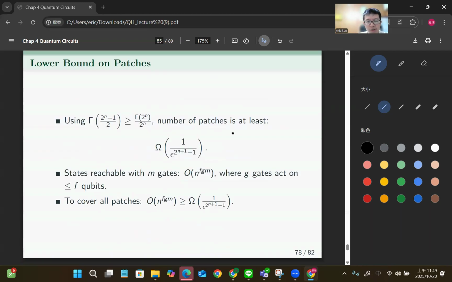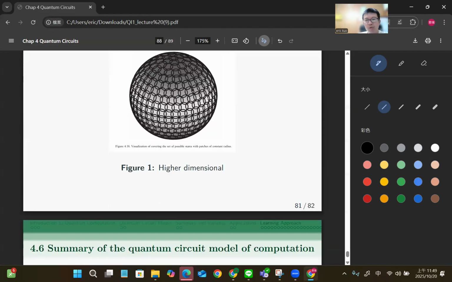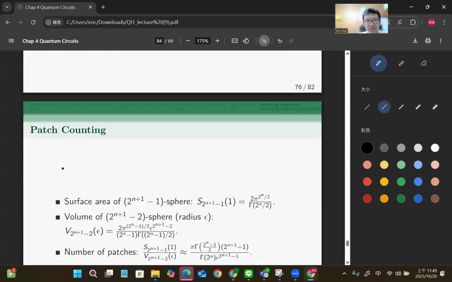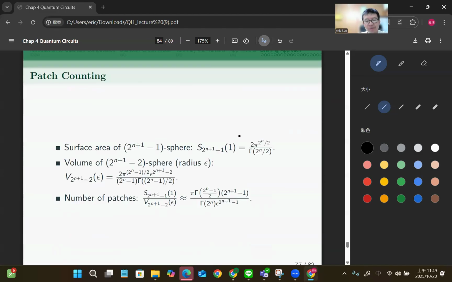So maybe you see a plot here. This is the ball and the patch with the sphere of radius epsilon. Notice that this just tells you that the dimension is 2 to the n plus 1 minus 1. Okay, and you can count how many spheres you need. It's very simple: you just count the number of volumes.